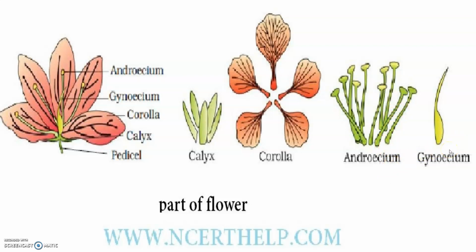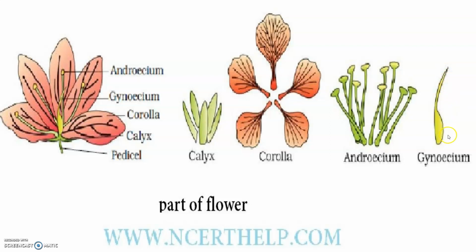Gynoecium. The gynoecium is the female reproductive part of the flower and is made up of 1 or more carpels. A carpel consists of 3 parts, namely stigma, style, and ovary. The ovary is the enlarged basal part on which lies the elongated tube, that is the style. The style connects the ovary to the stigma, and the stigma is usually at the tip of the style and is the receptive surface of the pollen grains.